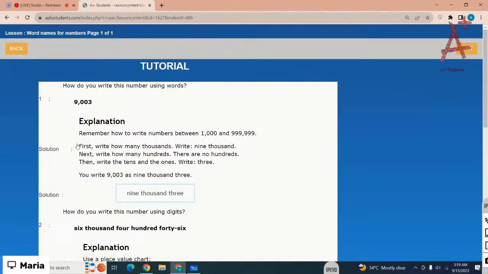If you know the place values of every digit, then it would be very easy to write them in words form, right? Just look at the first one, 9,003. 3 is at the ones position, right? And 9 is at the thousands position. You don't have any other number. When you read this number, you can read it like this, 9,003, right?